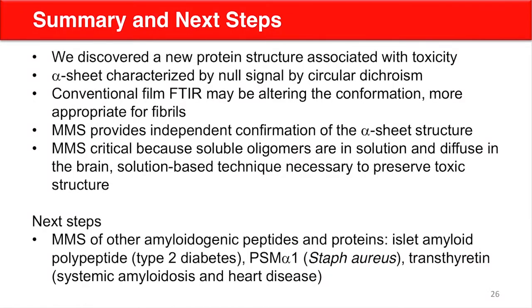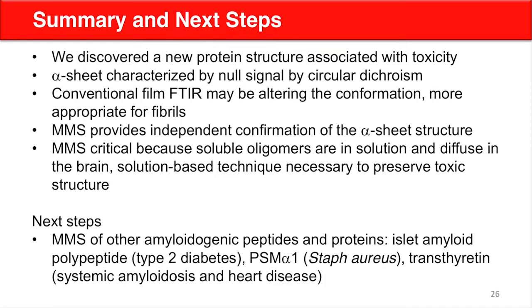So in the next slide, just to wrap it up, we discovered a new protein structure in these molecular dynamics simulations. We proposed it's associated with toxicity, and I've shown you now through this talk some of our results supporting that, and there are others out there as well. The alpha sheet structure is characterized by a null signal by circular dichroism, so we see a lift up to this flat curve. However, it's problematic. We needed an orthogonal technique, something independent in solution to evaluate this structure.